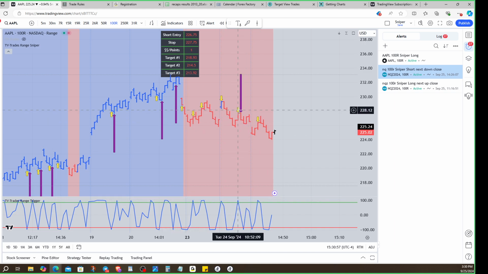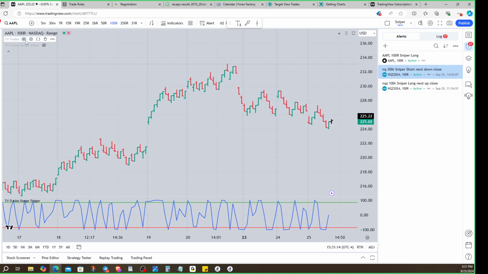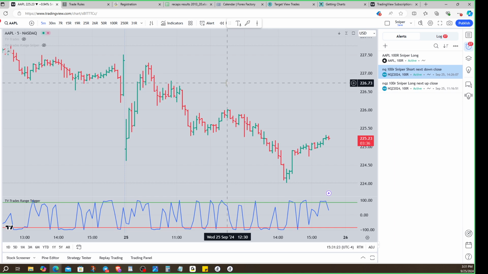But these yellow arrows are there to let you know what's going on down here in the trigger, right? Because this TV trades range trigger is really, really good. And no matter what time frame you use it on, it's really good. And you don't have to have the sniper on to use that. Like this is Apple, and you could have the Apple on a 5-minute, and it's still going to give you a good indication of what's going on. And this is where the options come in.